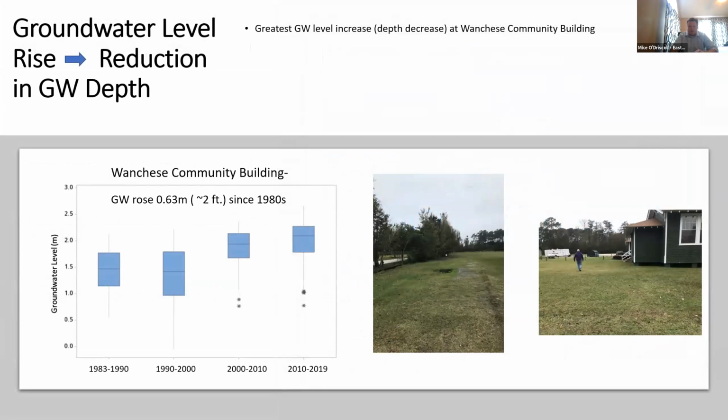So when we parse out the data and separate it out by the decades that they had groundwater levels at this site, you can see here that there's a groundwater level rise at this particular location of about 0.63 meters since the 1980s, if you look at the median change for those decades. So this was the site with the greatest groundwater level rise out of all the 8 wells. And you can see, when we went out after Tropical Storm Eta, there's some ponding at the site there.